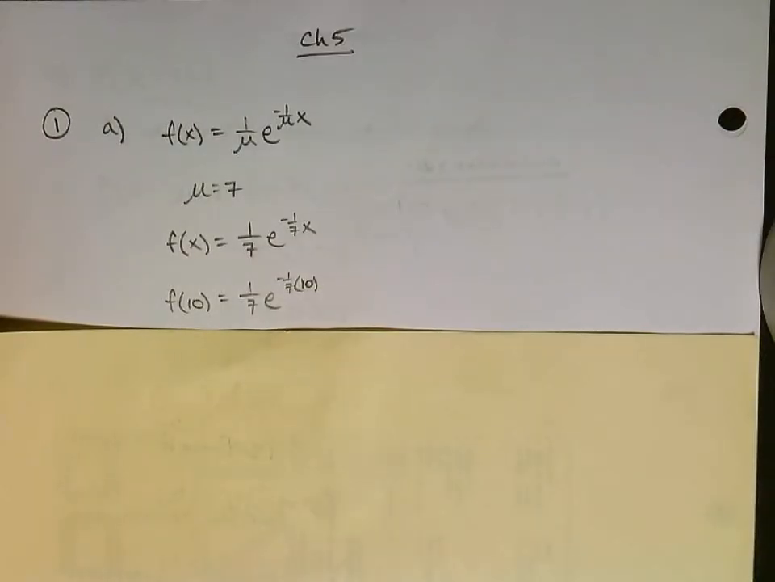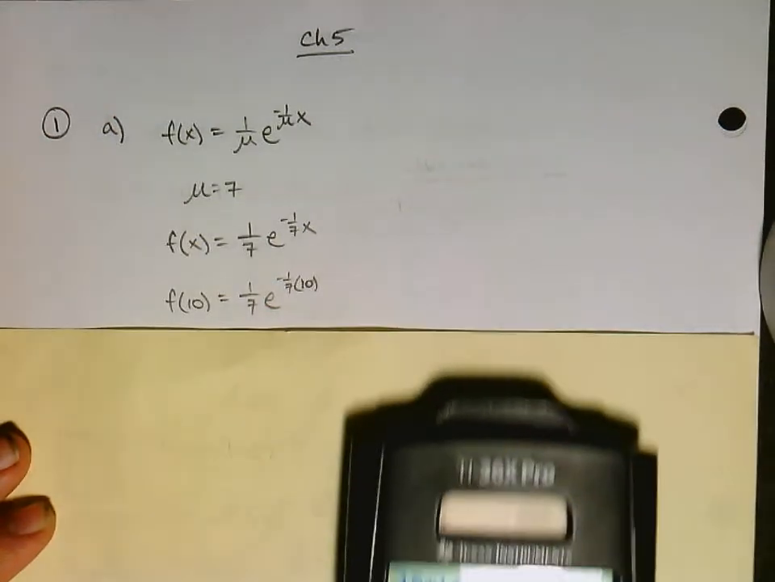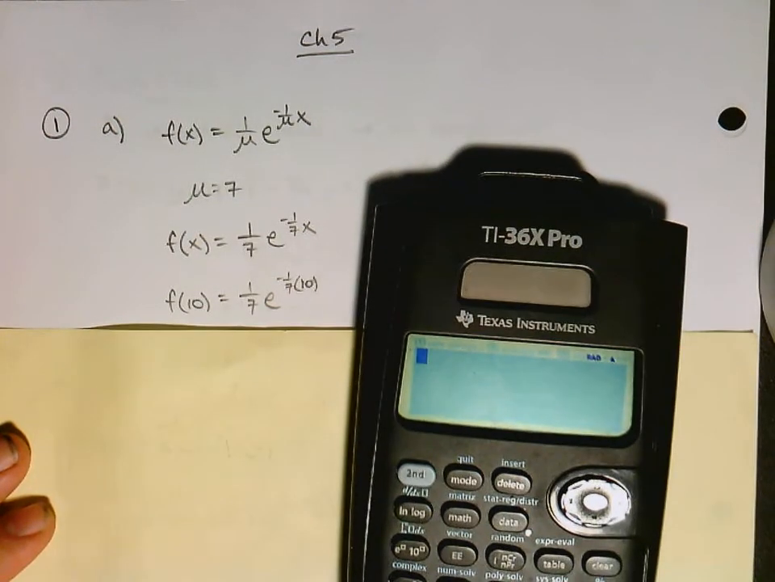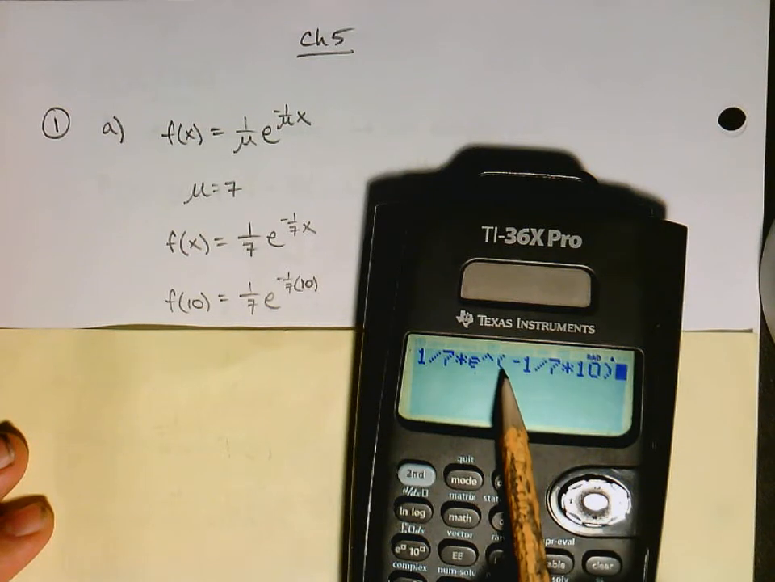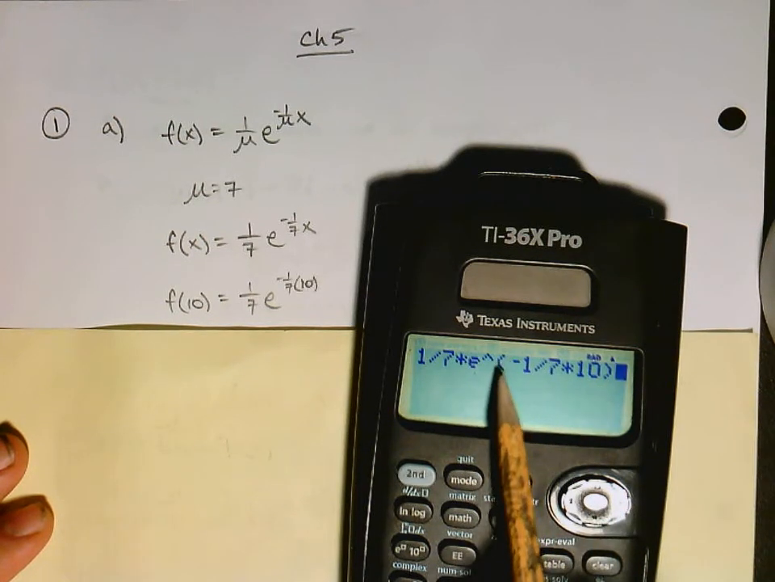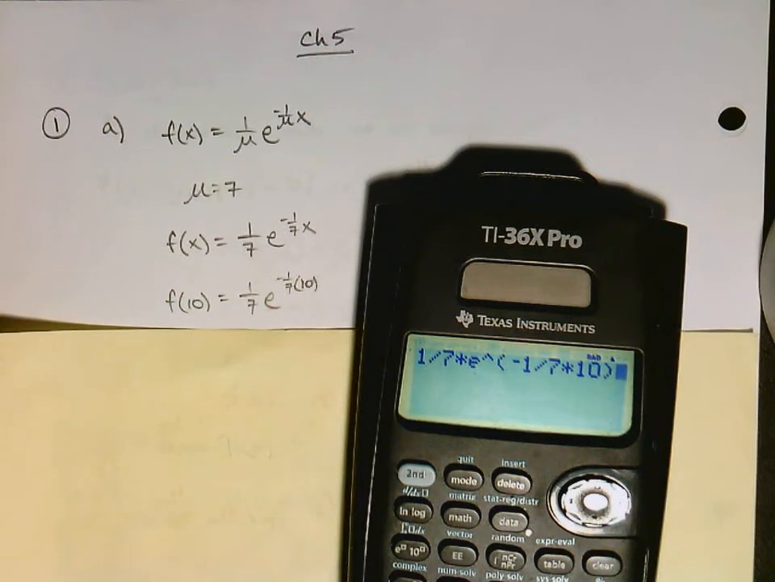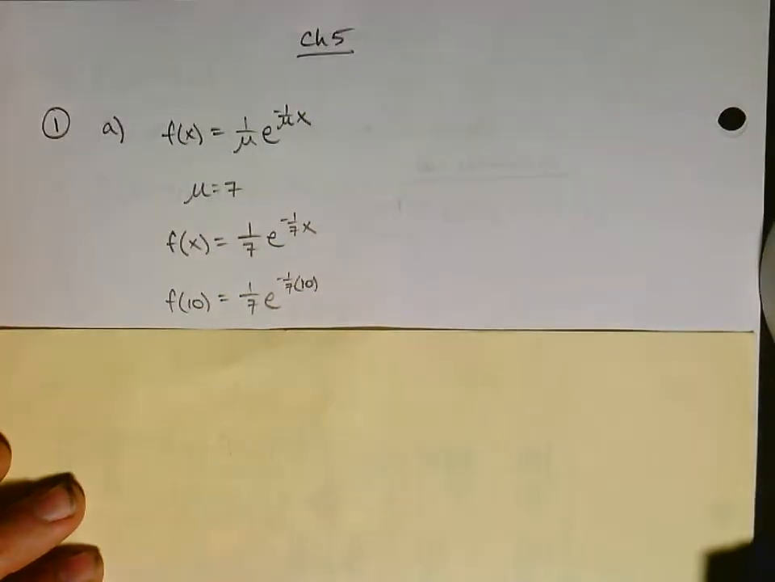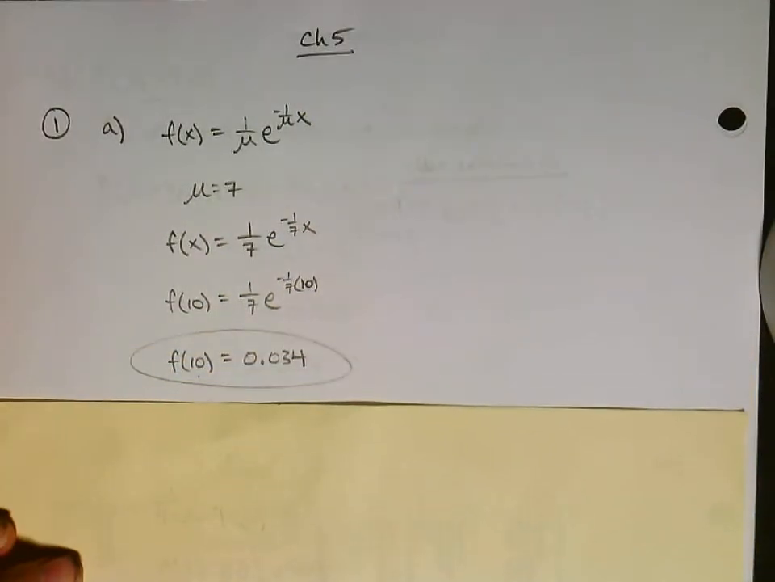And if we're going to round this to 3 decimal places, I'm going to grab my calculator. Okay, 1/7 times, there's my e button, negative 1 over 7 times 10. Be sure you have parentheses around your exponent. So you've got parentheses, negative 1/7 times 10, parentheses. A lot of calculators will give you that first parenthesis already, but just be sure it's there. And then there we go, 0.034 is what you get when you round to 3 decimal places.